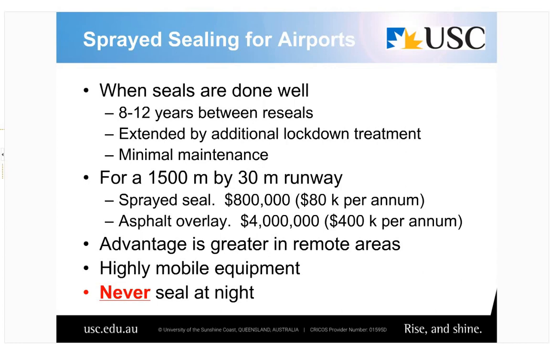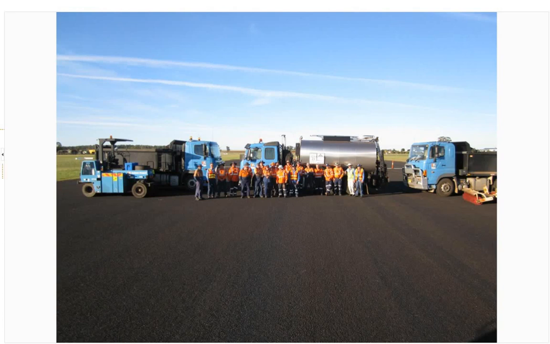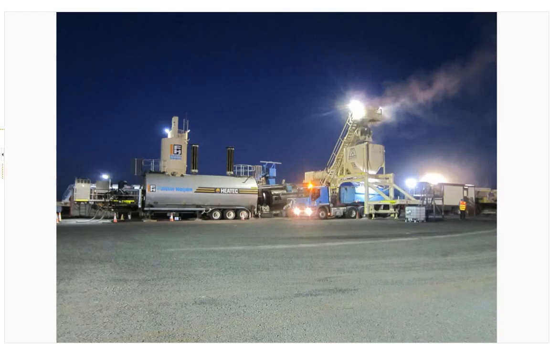Just to demonstrate the logistical issues, this is from Dubbo Airport, the last day of the job. That's essentially every bit of kit you need, except there aren't enough rollers in the picture to spray seal a runway anywhere in the country. The only other things you need are the rest of the rollers, maybe another sweeper, and a big truck to deliver the bitumen, but it can go pretty much anywhere.